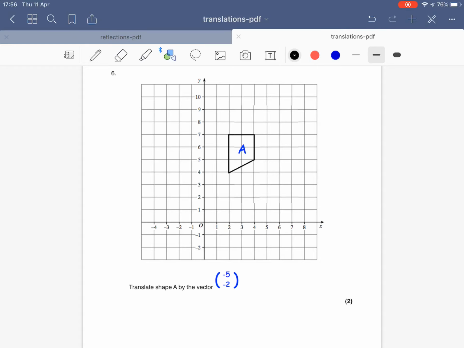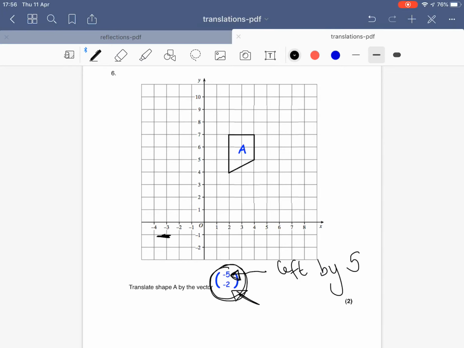Okay, next one. We have to translate shape A by the vector -5, -2. So don't forget, top is left or right. Minus means I'm going left because the minus numbers are over here. So I'm going left by 5.